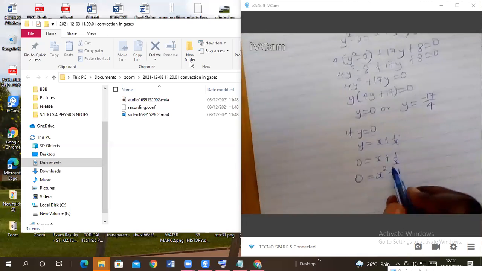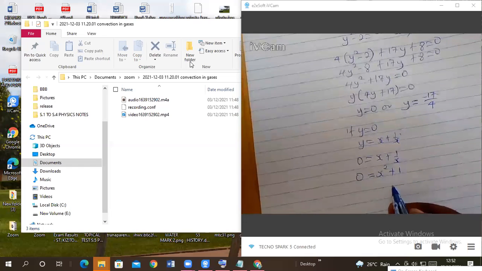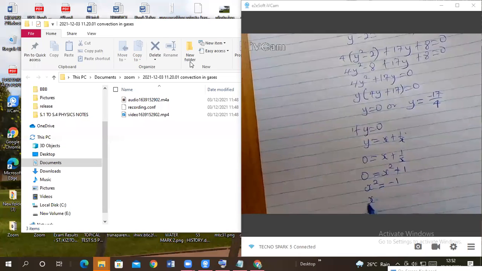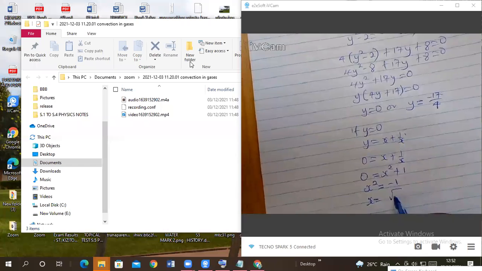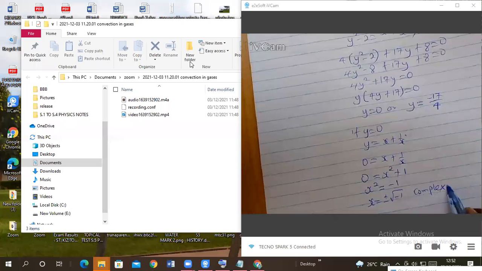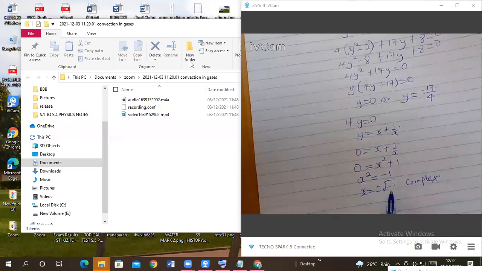Do we have this also? And this is where you got problems. So it means x squared is equal to negative 1. And x becomes the square root of negative 1, positive or negative, which is complex, because we don't have a real square root of negative 1. Are we together? Now, that is complex.